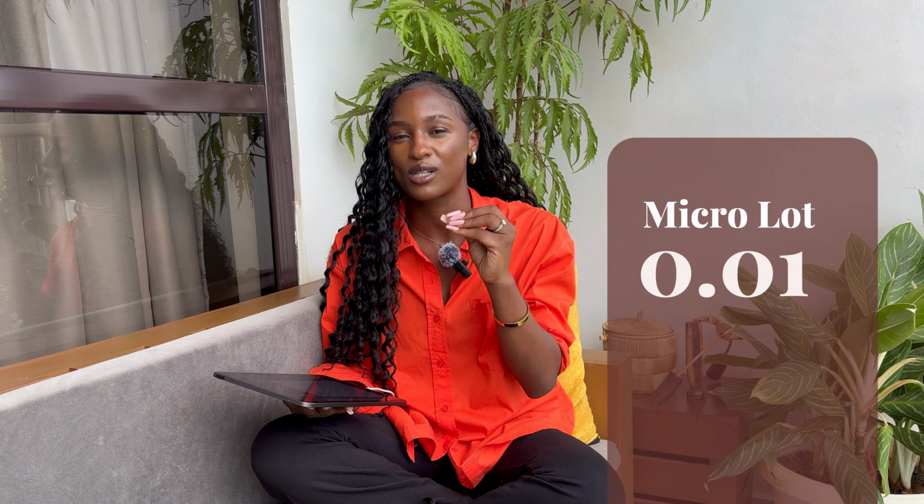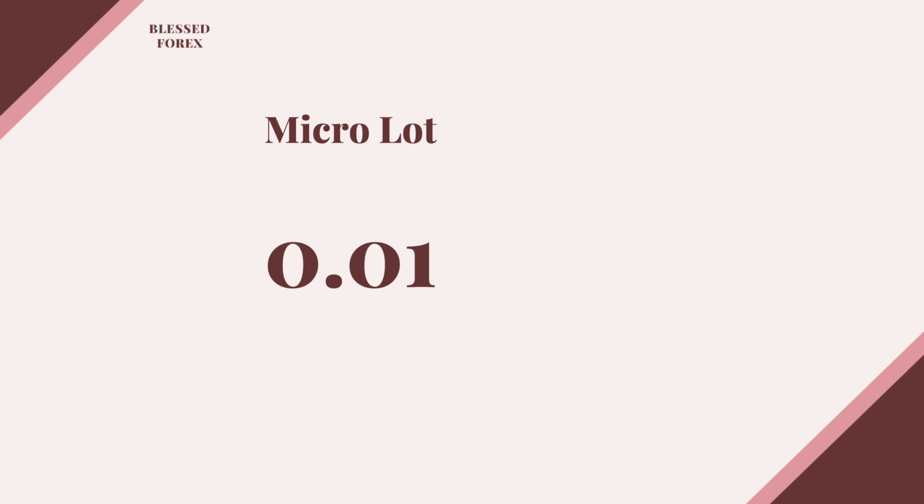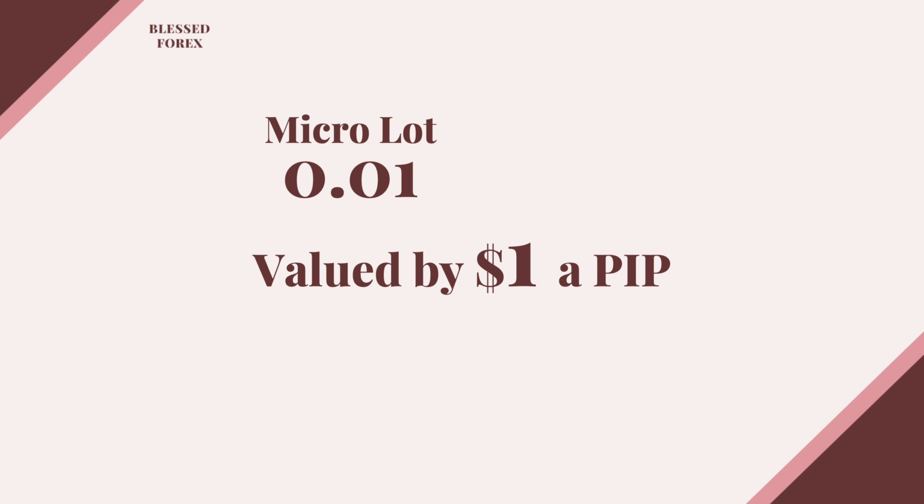And then if you're using a micro lot, this is the smallest lot size, so it's valued at $0.1 US. So every time it moves up or down by any number of pips, get that 0.1 and multiply it by the number of pips it has moved. If it has moved by 5 pips, that is 0.1 times 5 to give you $0.5. Hope that is clear about pip value.